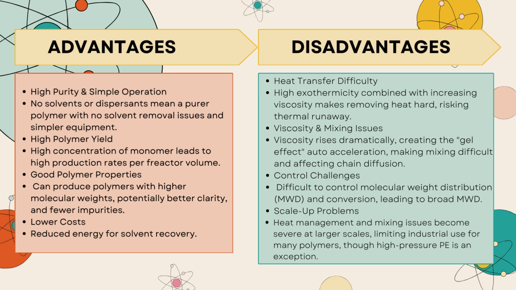Reduced energy for solvent. Next, the disadvantages of using bulk polymerization for PE. The first one is heat transfer difficulty. High exothermicity combined with increasing viscosity makes removing heat hard, risking thermal runaway. Second, viscosity and mixing issues. Viscosity rises dramatically, creating the gel effect, or auto-acceleration, making mixing difficult and affecting chain diffusion.